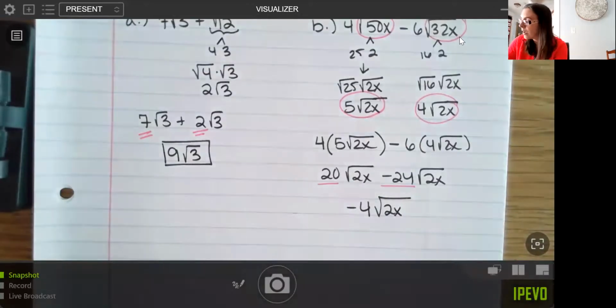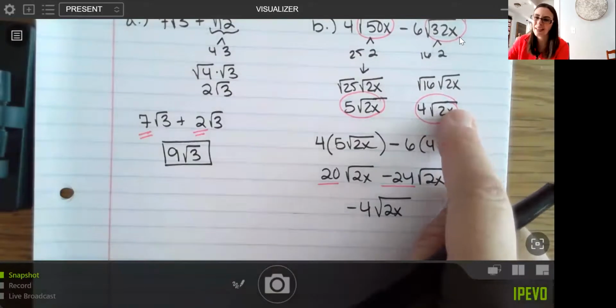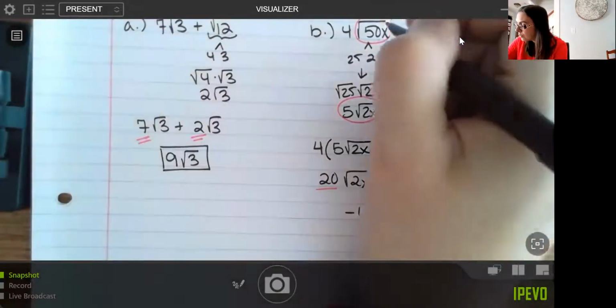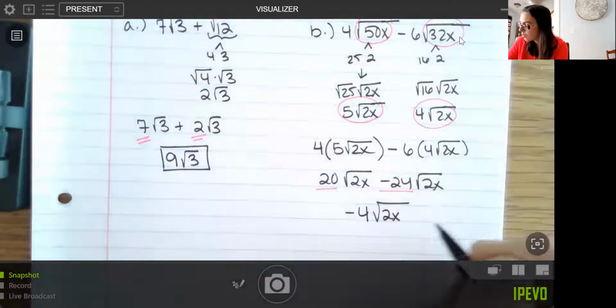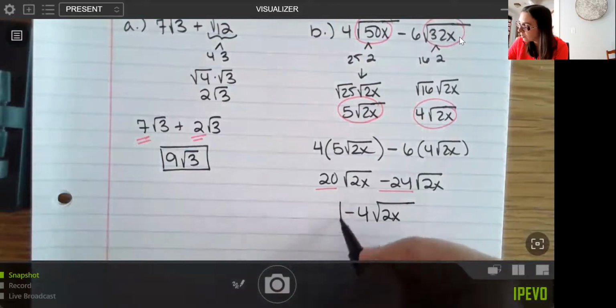And just be careful. As I was writing, I noticed my roots were getting a little bit short, so it was hard to tell, is my x under the root or is it not? But for this problem, your x is definitely under the root. So just make sure that it's really clear that in this example, x is underneath the root.